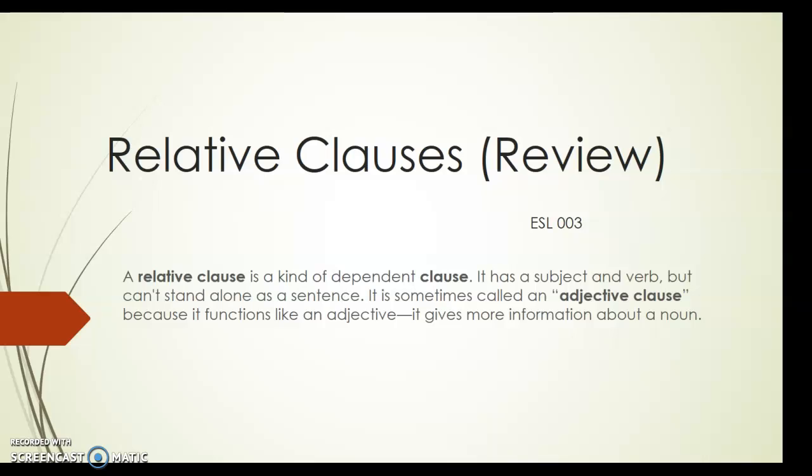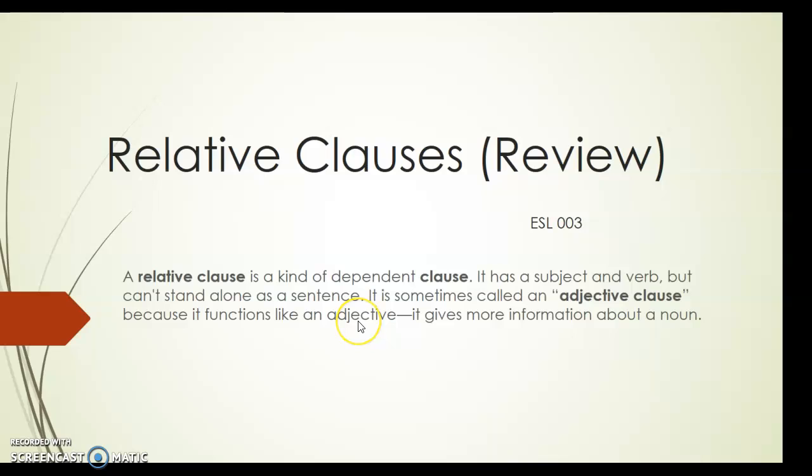Let's get started with a brief definition. Now, a relative clause is a kind of dependent clause. It has a subject and a verb, but cannot stand alone as a sentence. It is sometimes called an adjective clause because it functions like an adjective. It gives more information about a noun.